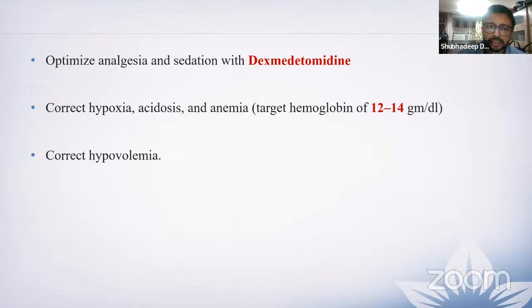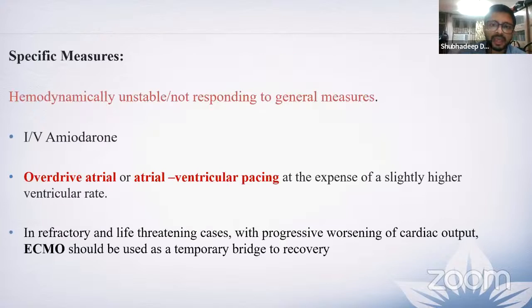Dexmedetomidine is a drug which can reduce your heart rate. You correct the acidosis, hypoxia, anemia. You correct hypovolemia. In hemodynamically unstable patients not responding to general measures, amiodarone is a drug that we can use. And once you achieve a good rate control, then we can use our pacing wires to pace the heart in order to achieve AV synchrony. And in refractory cases, we sometimes use ECMO as a temporary bridge to recovery.